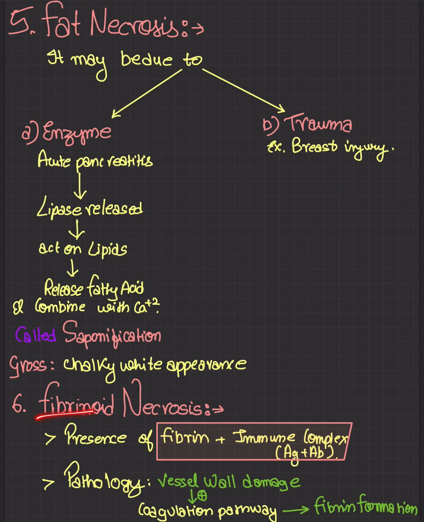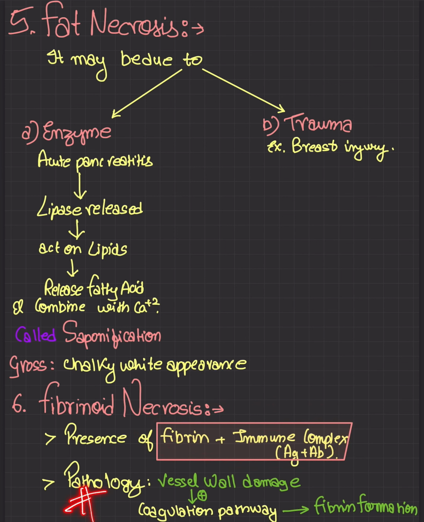Next type of necrosis is fibrinoid necrosis. Fibrinoid necrosis occurs due to the presence of fibrin plus immune complex. Immune complex is a product of antigen and antibody reaction. So when fibrin and immune complex are together, it will lead to the fibrinoid type of necrosis.